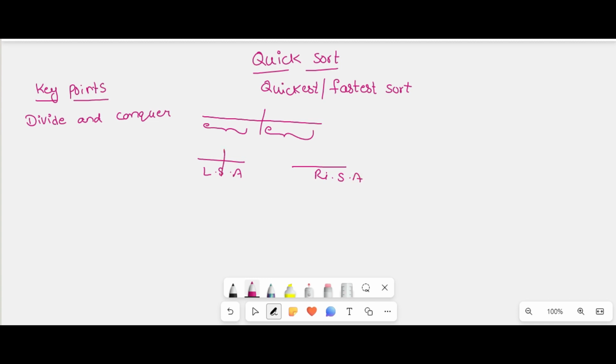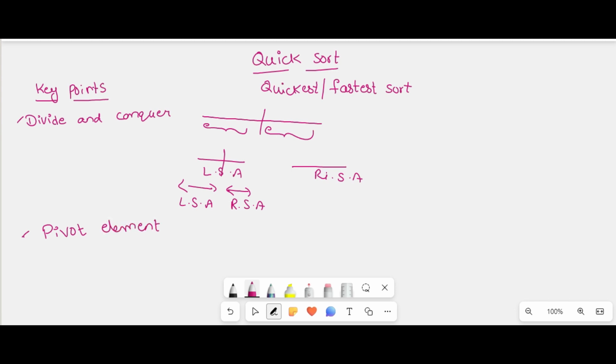Now again it divides. In this left subarray, again there is a left subarray and a right subarray. Like that, it will be divided and finally combined to get the sorted array. So the main principle involved in this technique is divide and conquer. Then the next point: quicksort depends on the pivot element.